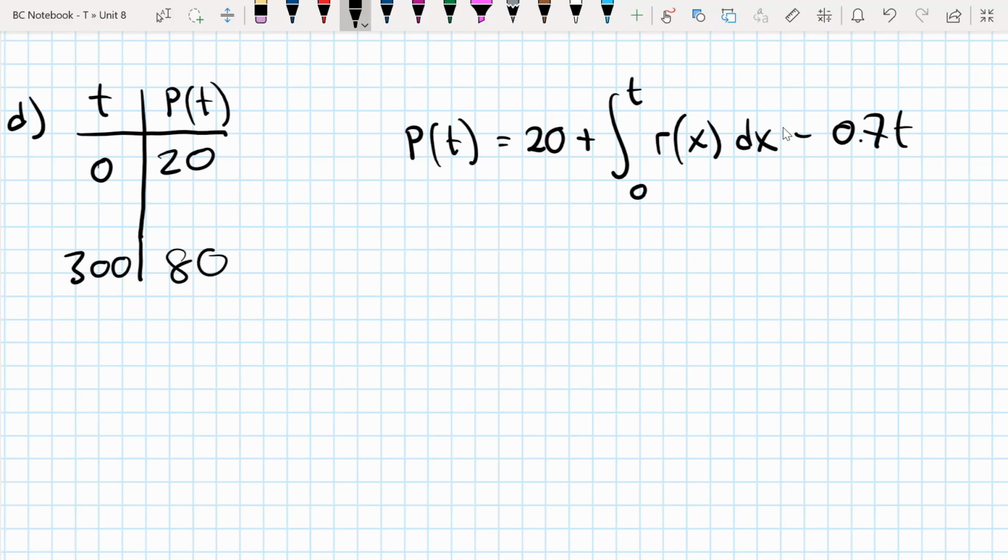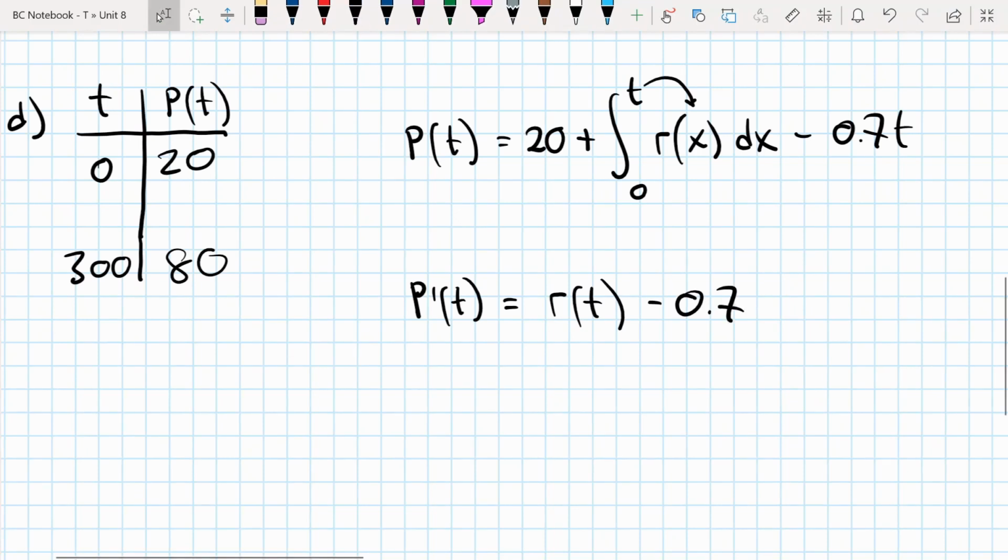If I want to find the relative minimum of this, I need to find the derivative of this function. So let's take the derivative of each of the three terms. The derivative of 20 is 0, that goes away. The derivative of the second term, using the fundamental theorem of calculus part 2, the t will come down and replace the x here, and so this becomes r of t. When we take the derivative of the integral, the operations cancel each other out, and the derivative of 0.7t with respect to t is going to be 0.7, and we're going to set this equal to 0.